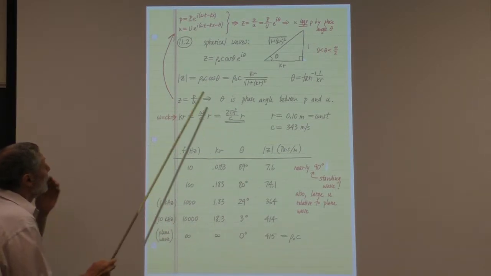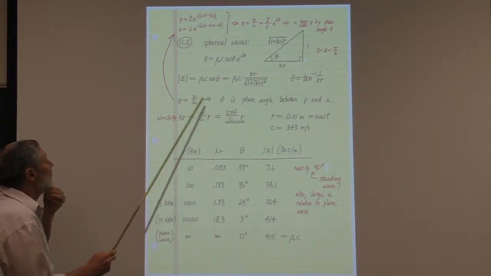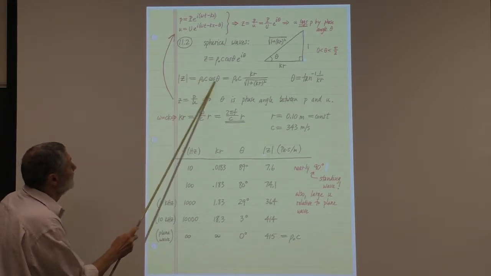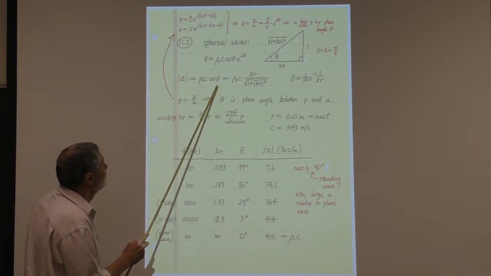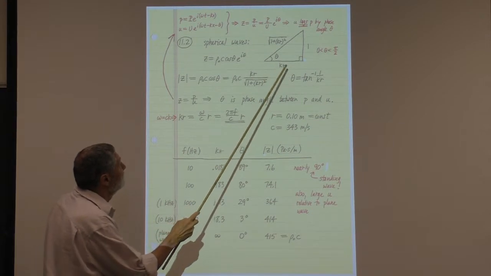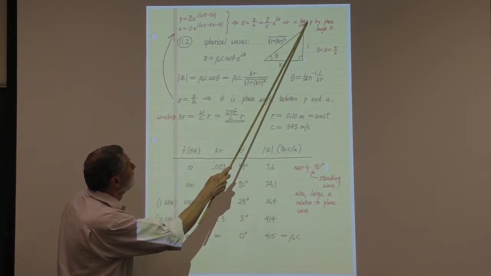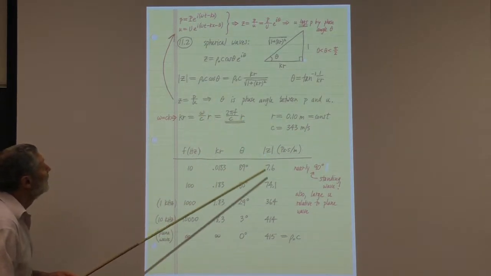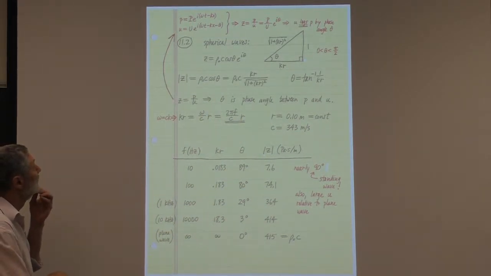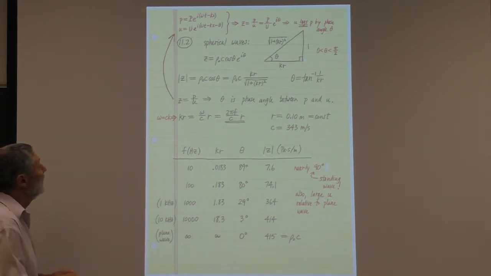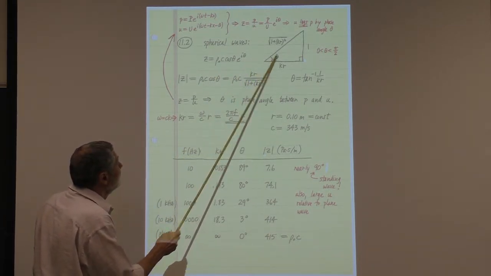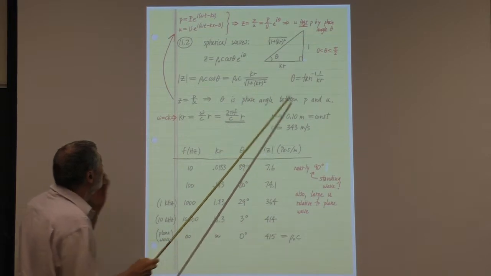Okay, so we're going to need to know, we're asked for the magnitude of the impedance. That will, of course, be this. And you can see, as we discussed in class, the cosine of theta is just going to be kr over the square root of 1 plus kr squared. It'll be equal to that. And you can see here that the tangent of theta is 1 over kr.